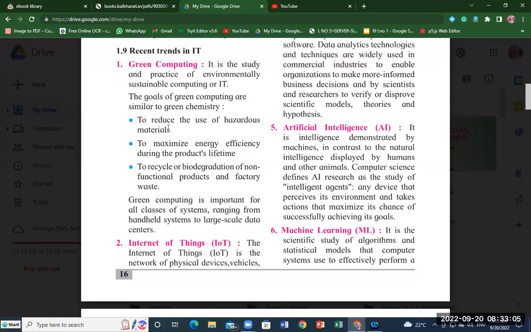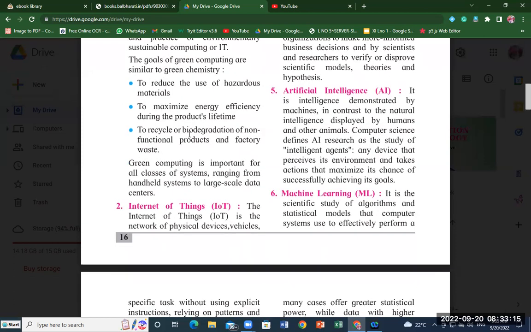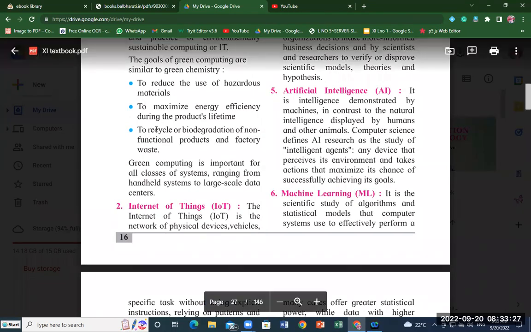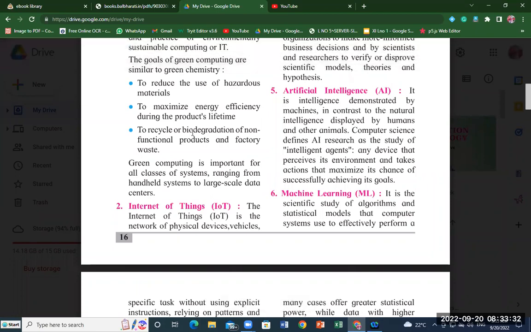To reduce the use of hazardous materials, the materials which are hazardous related to IT, we should reduce those. To maximize the energy efficiency during the product's lifetime: how can we increase the lifetime of a particular product? All that is studied in green computing. To recycle or biodegrade non-functional products and factory waste.